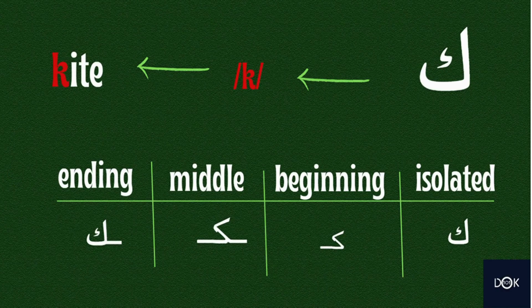Alright, so the next and final letter for part 3 is kaf. And the sound of kaf is a very crisp sound. It's kaf, which is exactly like the sound of letter K in the word kite.